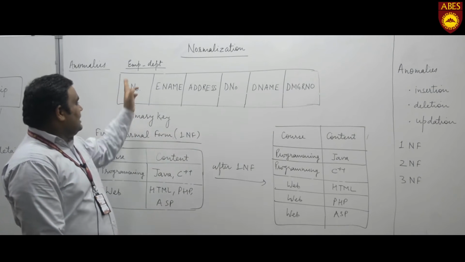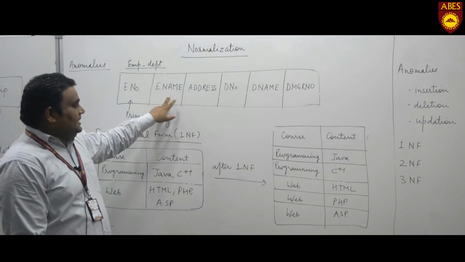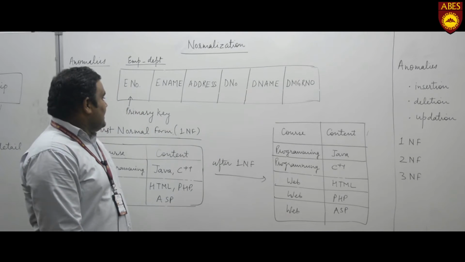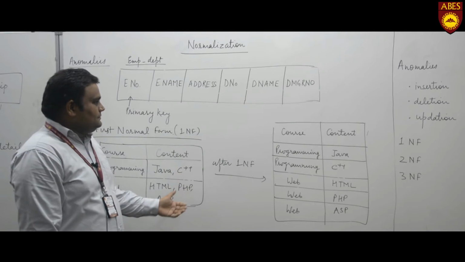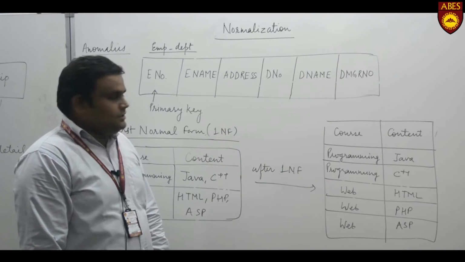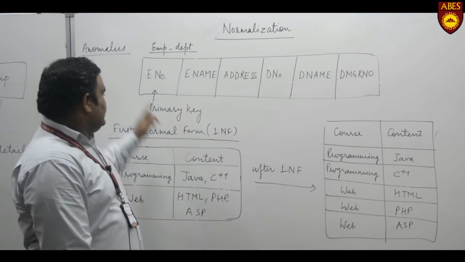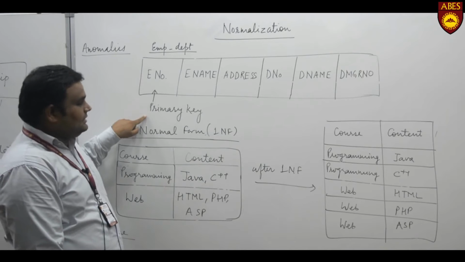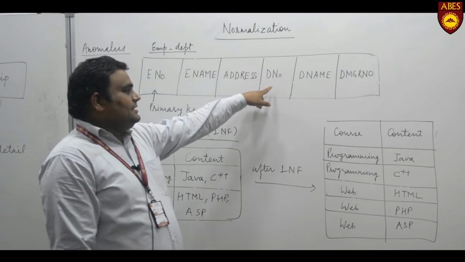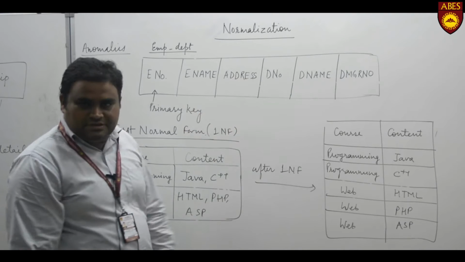So take an example of employee_department, where it has employee number, employee name, address, department number, department name and department manager number attributes. Suppose we wish to enter a department's information where there is no employee specified. In that case, we can see that employee number is a primary key, and we are not able to insert the department record because a primary key cannot be null. So this is the insertion anomaly.